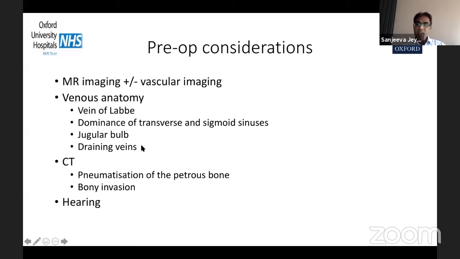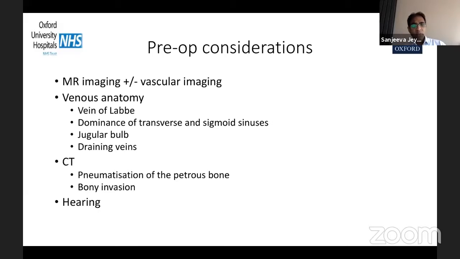The next step is to really understand the CT in these cases, and particularly you're looking at the pneumatization of the bone. So if you have a very pneumatized petrous bone, then you're going to find the drilling a lot easier, and of course you have to be careful, but it's usually a lot easier than if you have a much more solid bone. Occasionally you'd use this when there are intraosseous tumors invading through into the petrous, and then understanding the bone invasion, when you're going to get onto bleeding, all of that is very important.